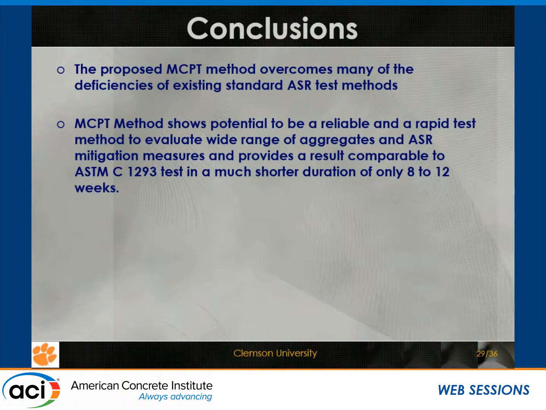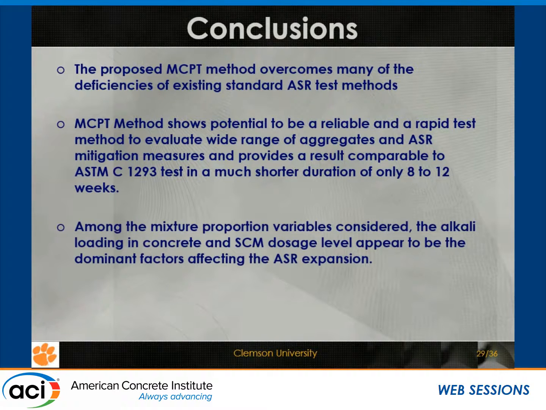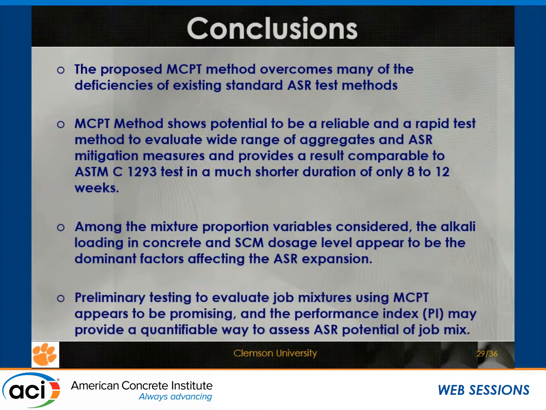We've studied well over 40 aggregates, so there is enough data to show how this works. And we looked at different mixture proportion variables like I shared with you. And it seems like certainly the alkali loading and the SCM dosage are the two factors that can make a big difference. The other variables are not as significant. And again, like I said, the preliminary testing and the performance index perhaps provides us a way to look at some of these options as we evaluate the job mixtures.